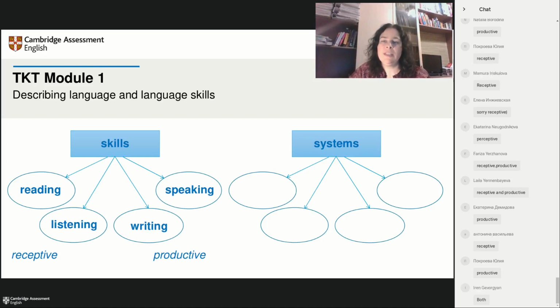Now let's talk about systems. So I have already prompted you using some terms. Grammar, well done, Daria. Is there anything else?